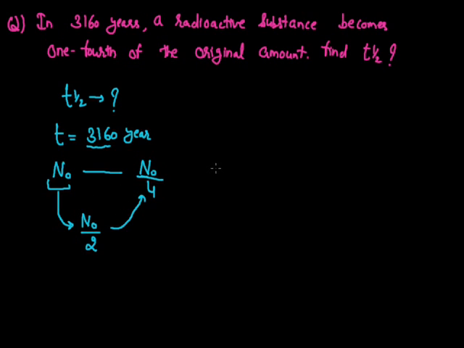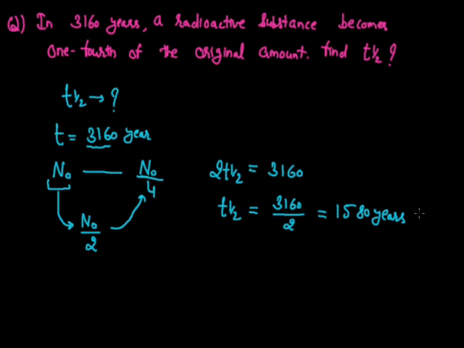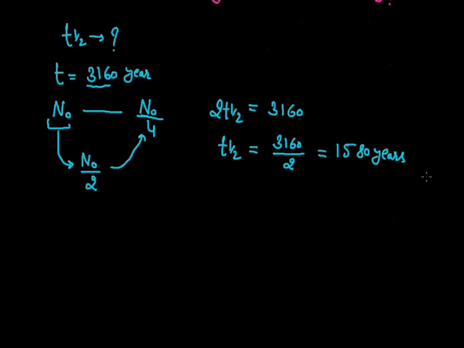So if this radioactive substance undergoes two half-lives, it will reduce to 1/4 of the original amount, and the time required for this conversion is provided to us. It is equal to 3160 years. So from here we can calculate the time period required for one half-life, and this one half-life will be equal to half of this given time period, and this value is equal to 1580 years. So that is the half-life period of this radioactive substance. Now let's move to another problem.